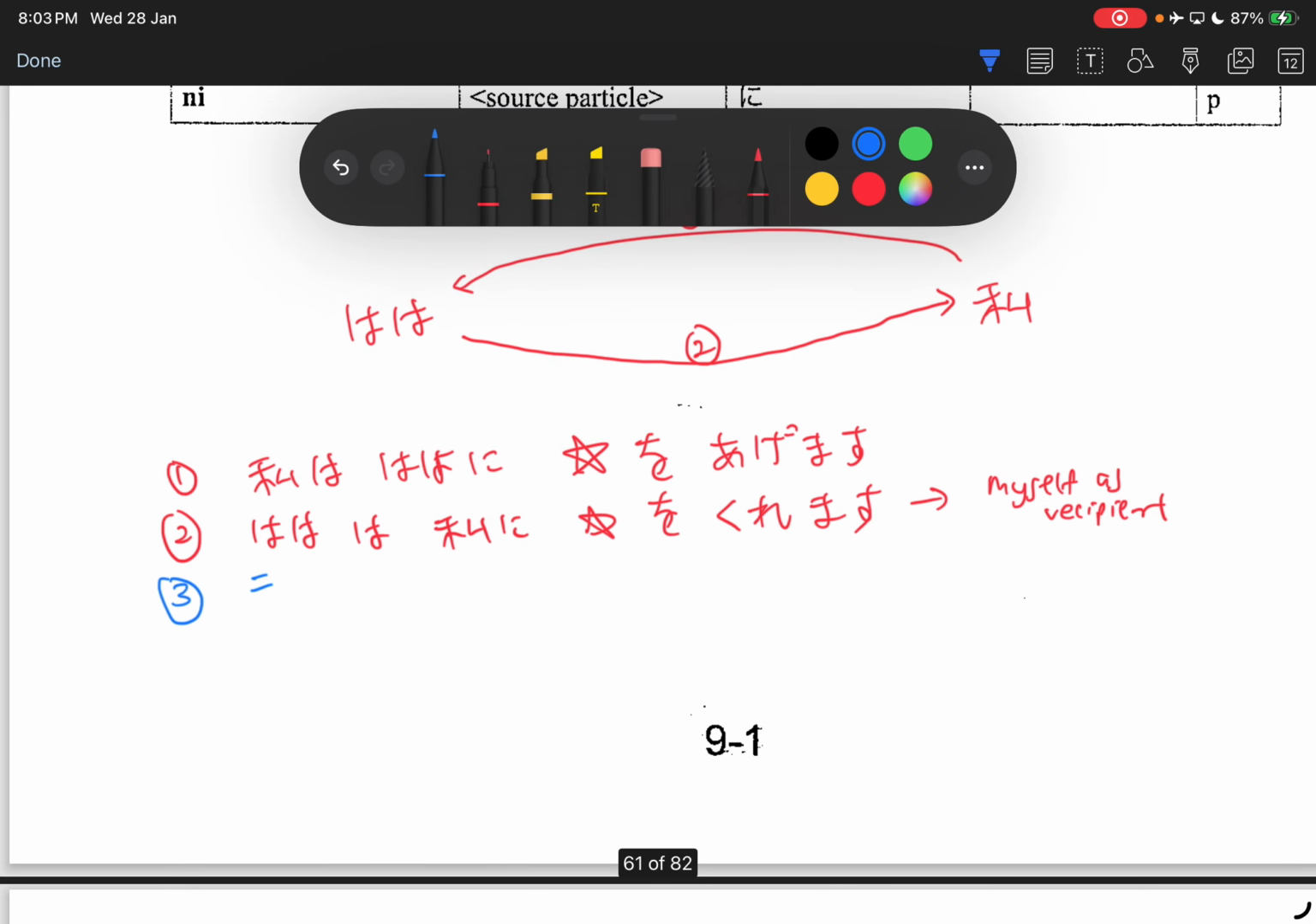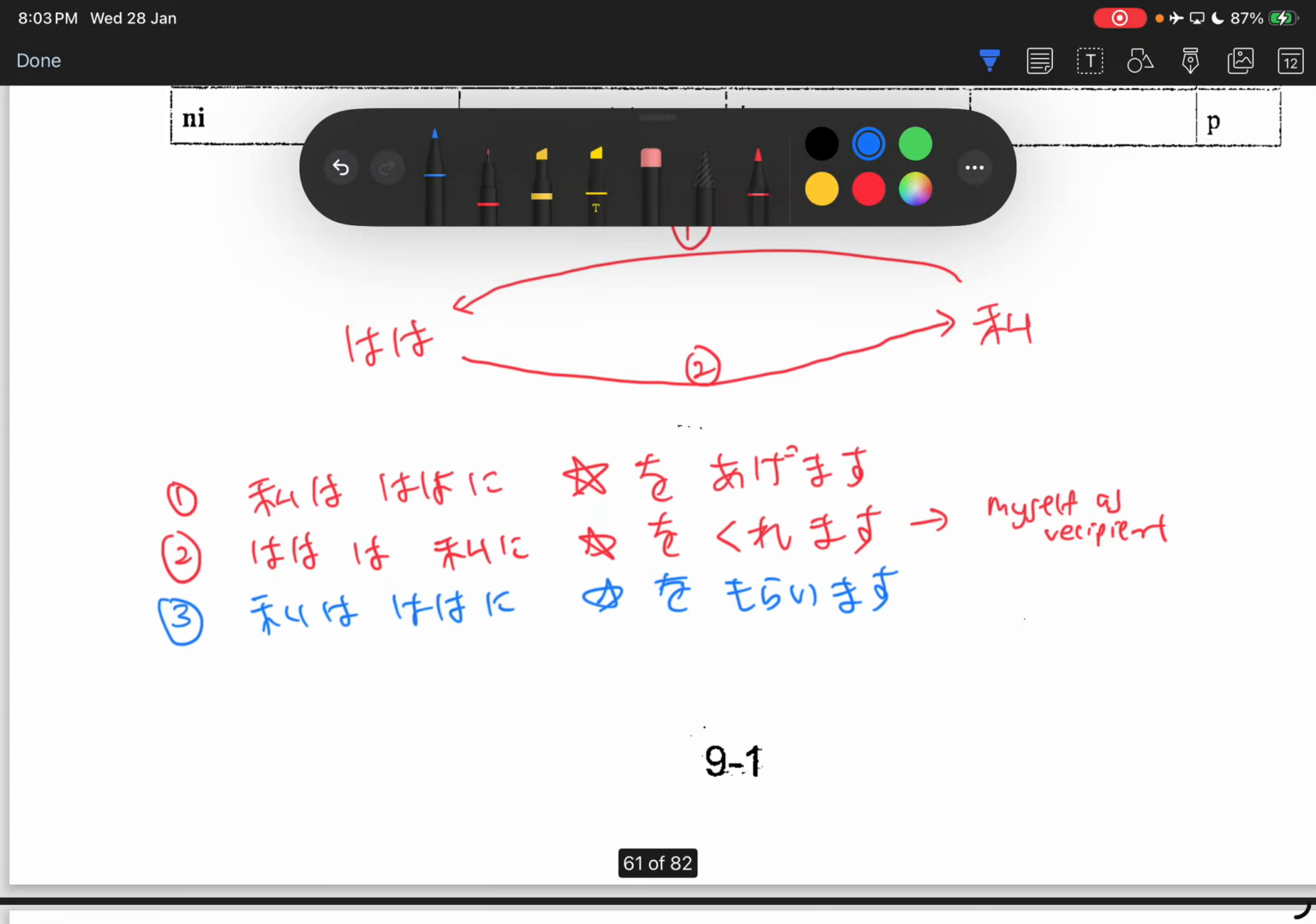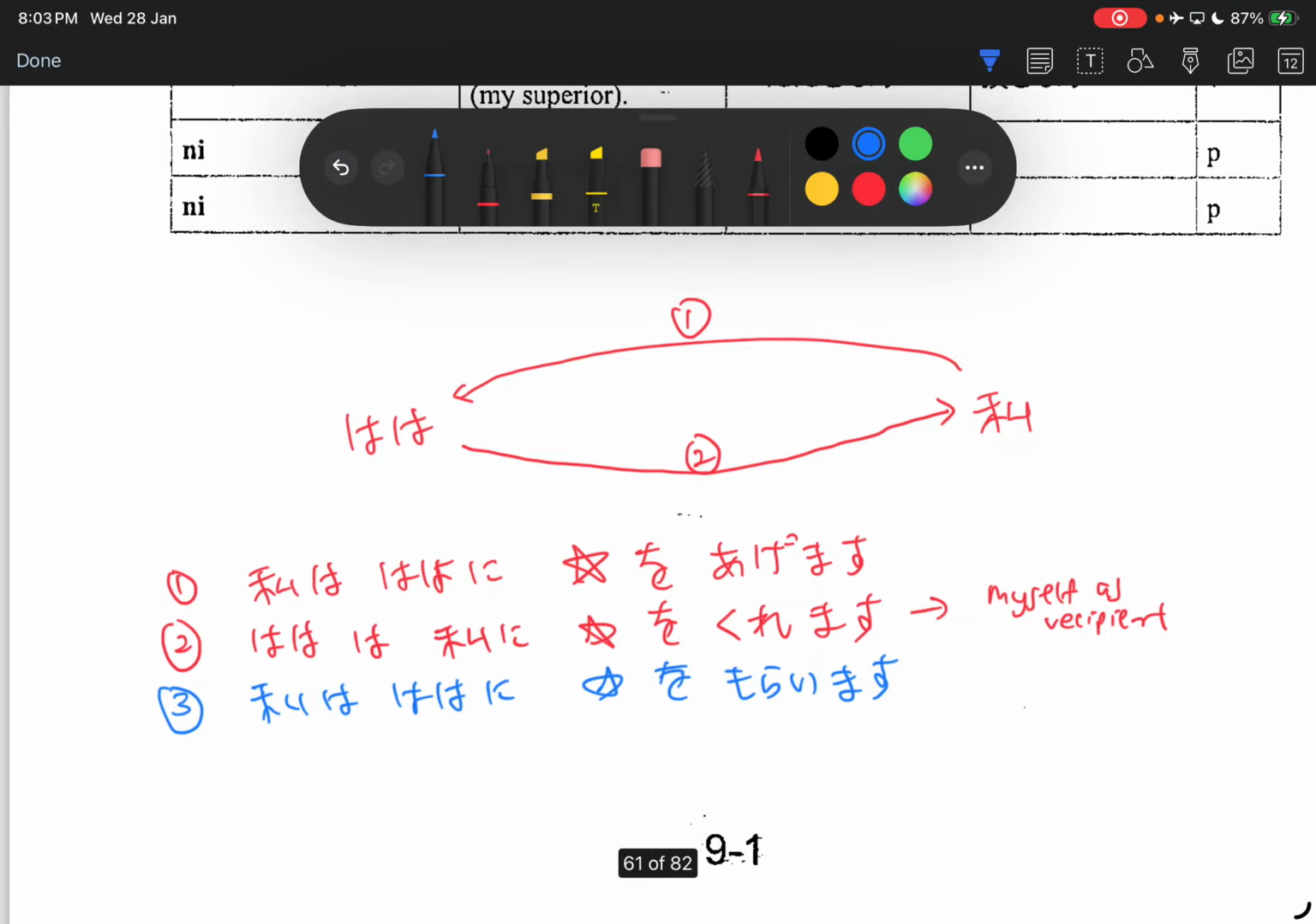So in this case, watashi wa haha ni something o moraimasu. So watashi wa haha ni moraimasu, which means it is actually over here, the arrow below. Then you look at the difference between number 2 and number 3. Number 2 is kuremasu, number 3 is moraimasu, but the subject particle is entirely different.